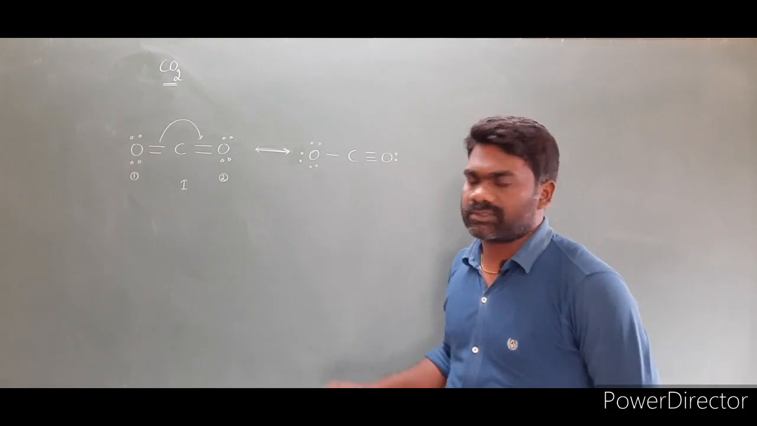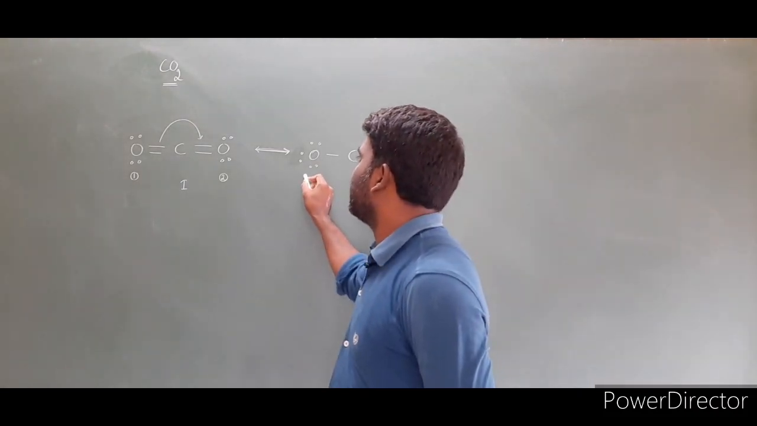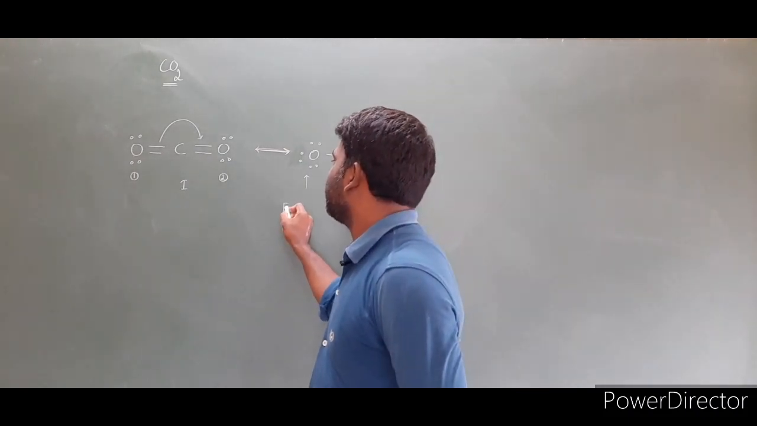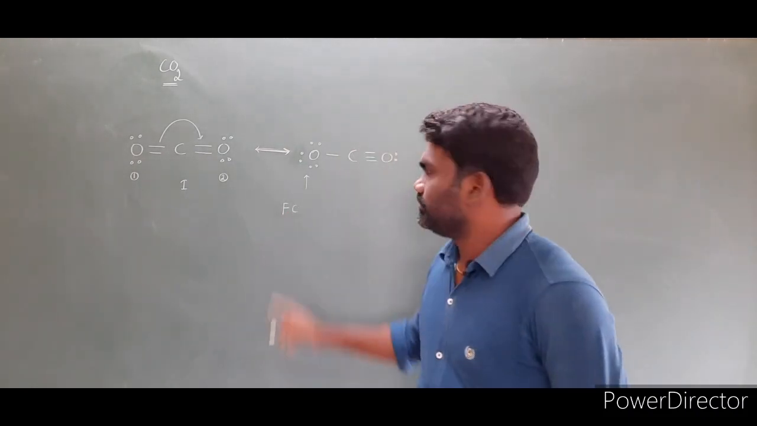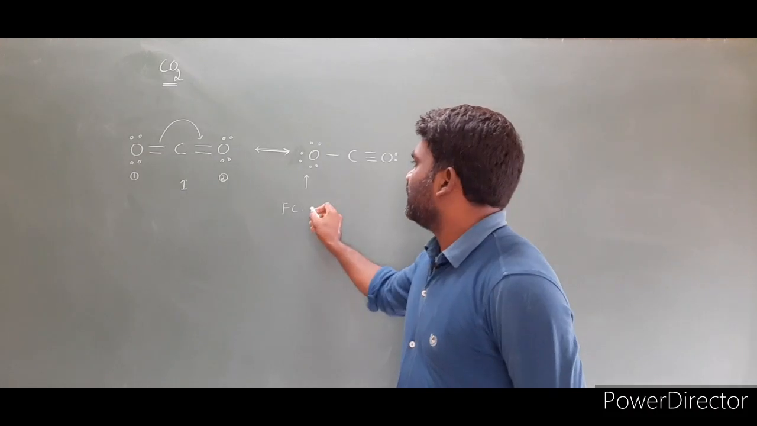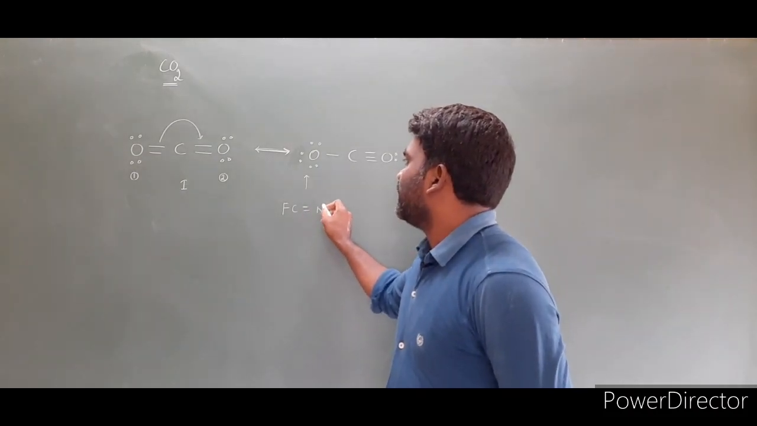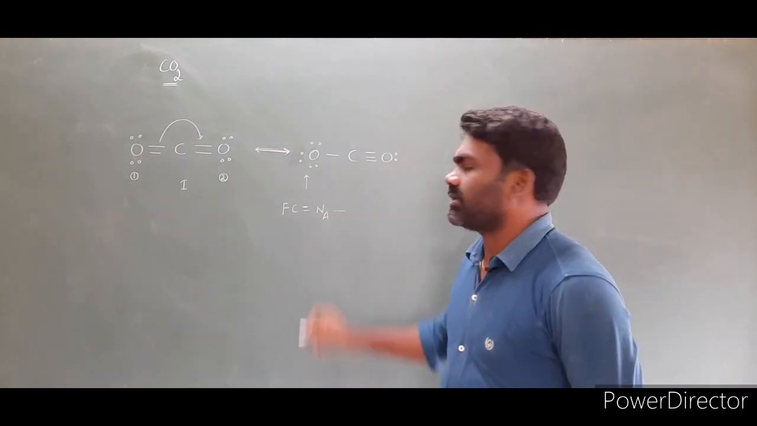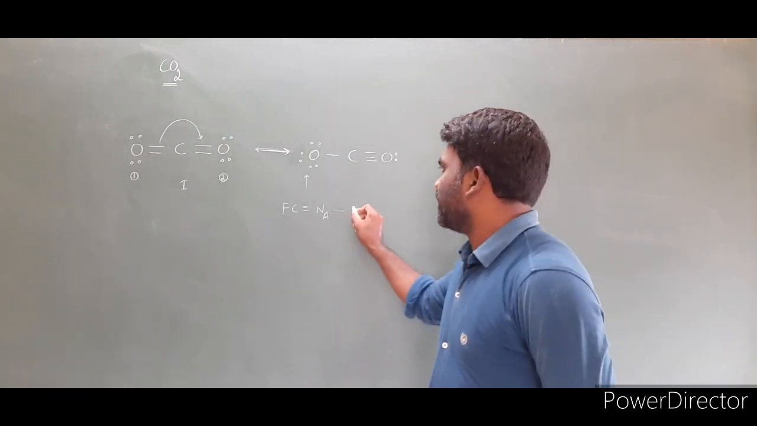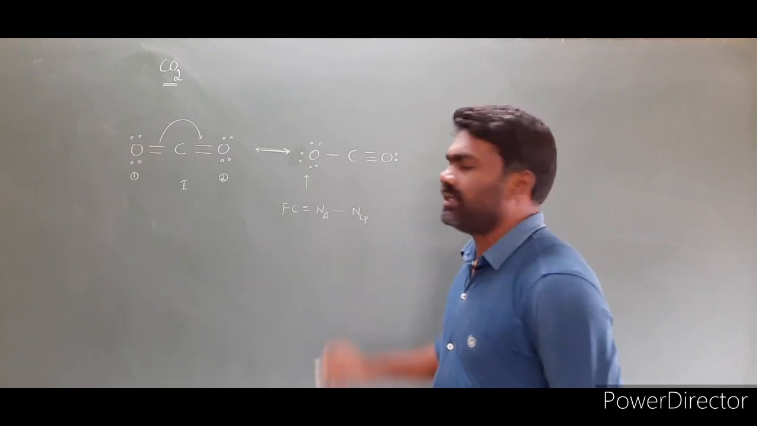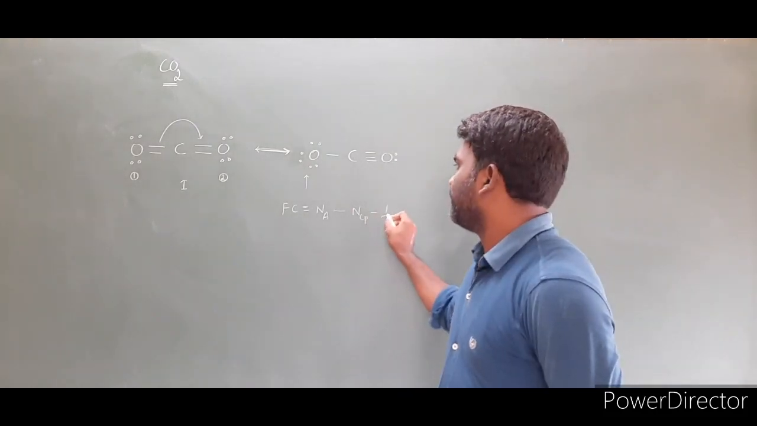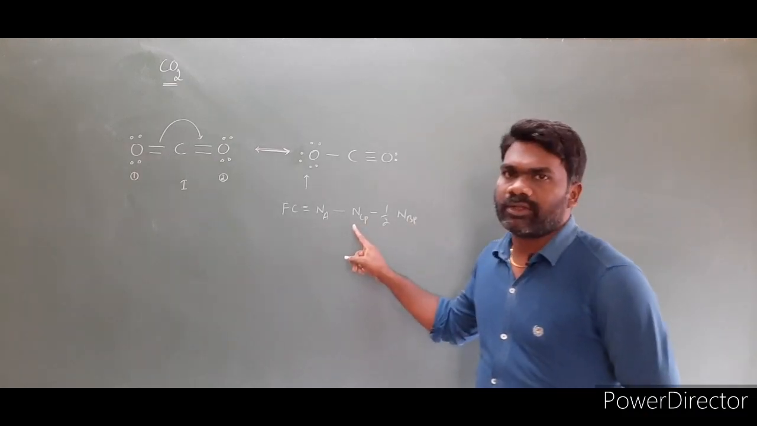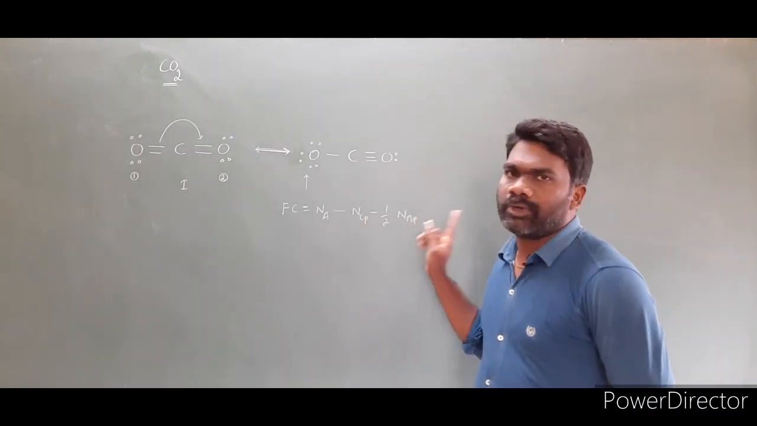What is the charge on this oxygen? So simply we have to take the formal charge concept. So what is the formal charge? Formal charge, Fc, is equal to the number of valence electrons in the free atom minus the number of lone pair electrons, Lp, minus half into the number of bond pairs. These are the non-bonding electrons, these are the bonding electrons.